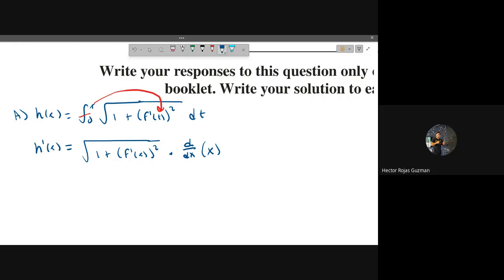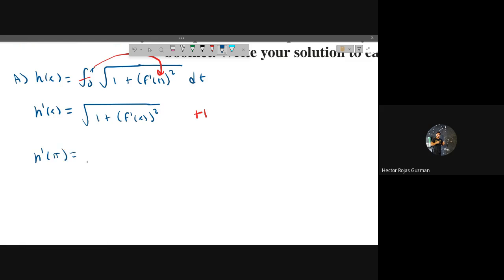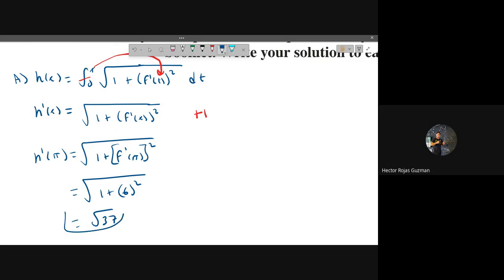But what's the derivative of x? So then it goes away, right? But the chain rule always applies. I'm just going to take this off. You get 1 point for doing the fundamental theorem of calculus. Now we want to find h prime of pi. And f prime of pi, according to the table, is 6, which gives us the square root of 37. That's your second point.